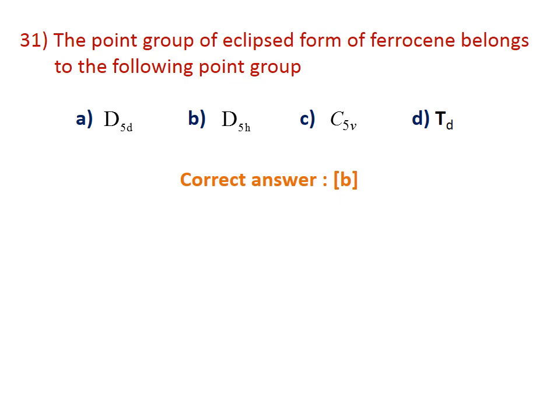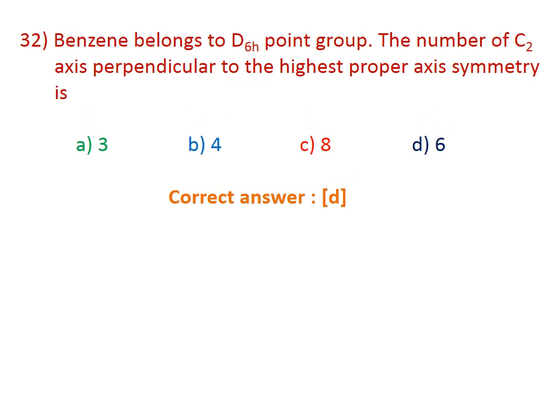Question number 31. The point group of the eclipsed form of ferrocene belongs to the following point group. Here the correct answer is B, D5h. Similarly, they may ask for the staggered form of ferrocene. Here the answer is D5d. For this question, for the eclipsed form of ferrocene, the point group is B, D5h.